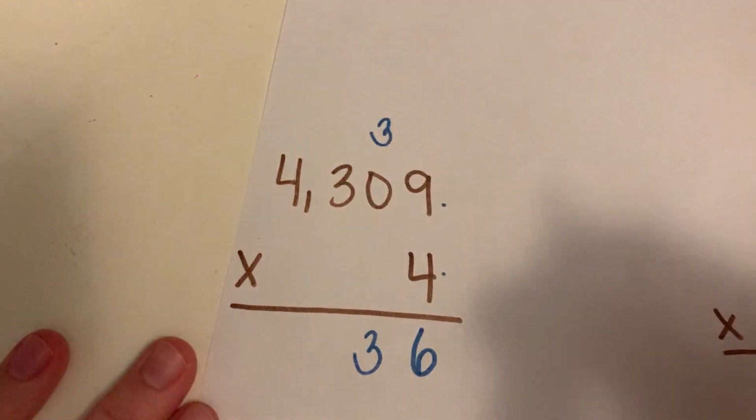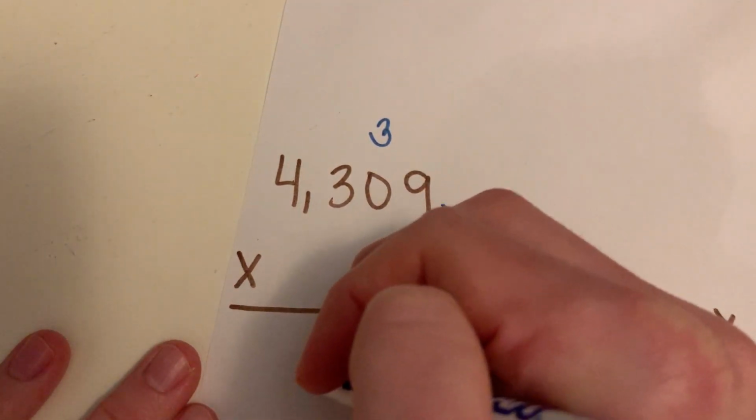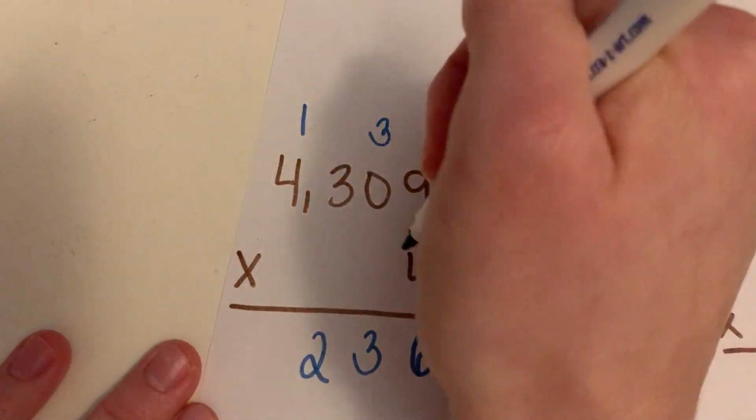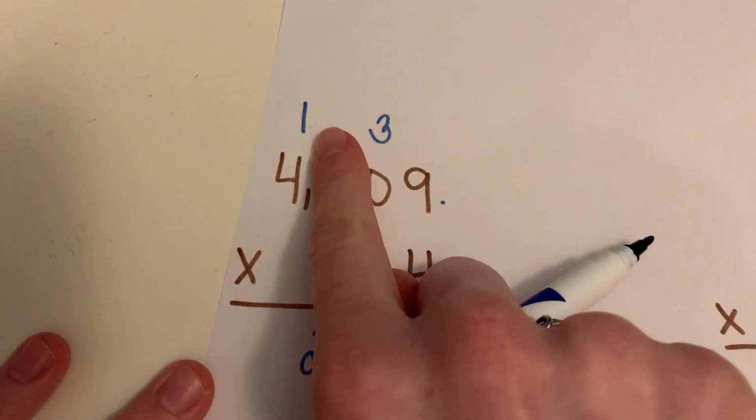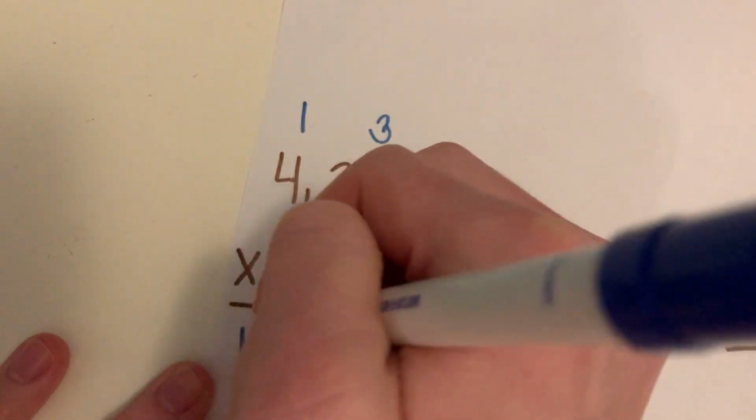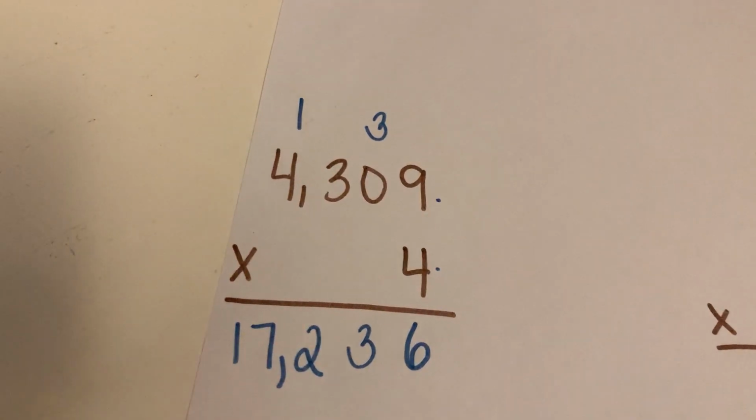4 times 3, which gives me 12. I'm going to put the 2 here, carry my 1 over. 4 times 4, which gives me 16, plus 1 more gives me 17. 17,236.